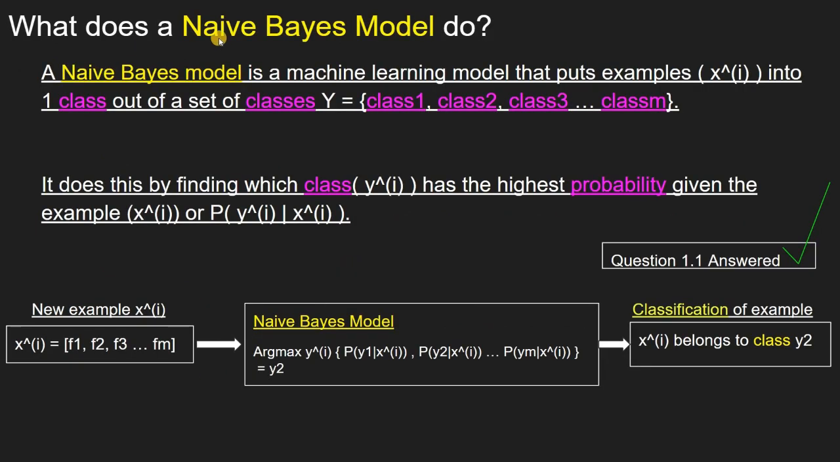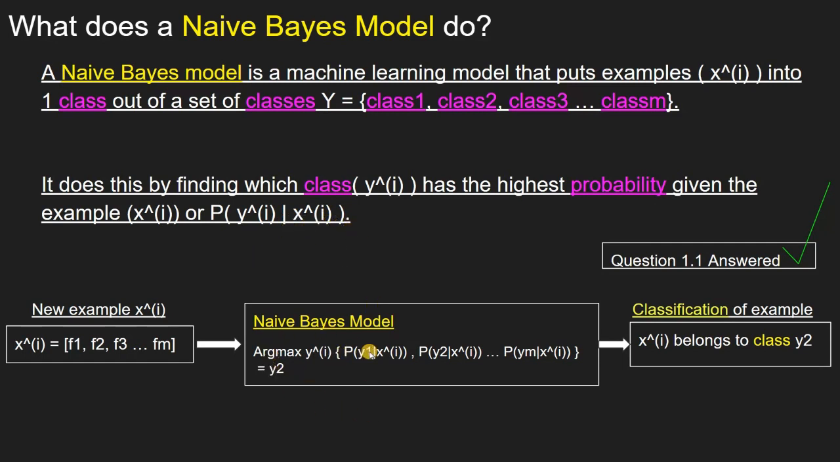All right, so what does a naive Bayes model do? A naive Bayes model is a machine learning model that puts examples, x of i, where x of i represents an example, into one class out of a set of classes, capital Y. Capital Y is our set of classes, so we have class 1, class 2, class 3, and class m. So what a naive Bayes model does is it takes an example, x of i, and assigns it one class out of this set of classes. It does this by finding which class y of i, where y of i is a specific class, has the highest probability given the example x of i. We are computing the probability of class y of i given, or conditioned on, x of i.